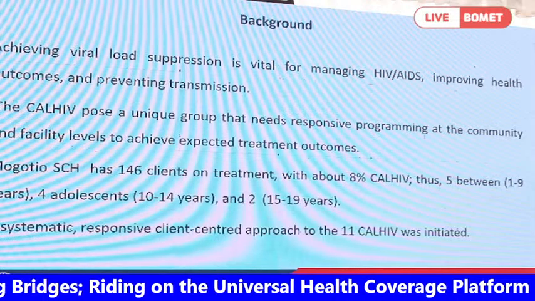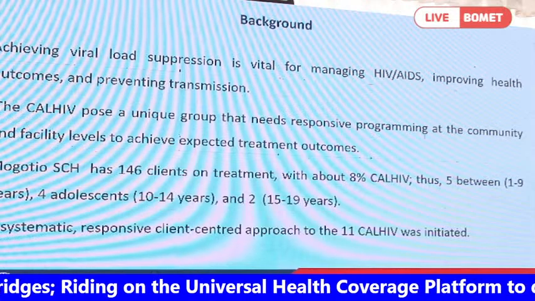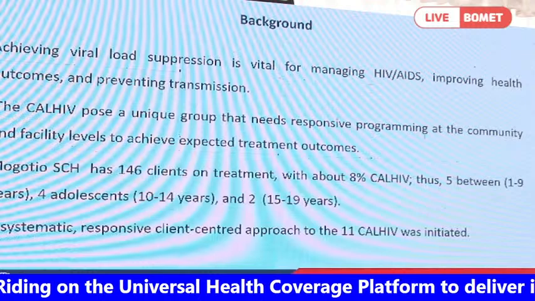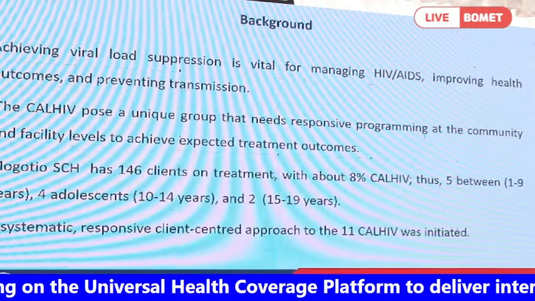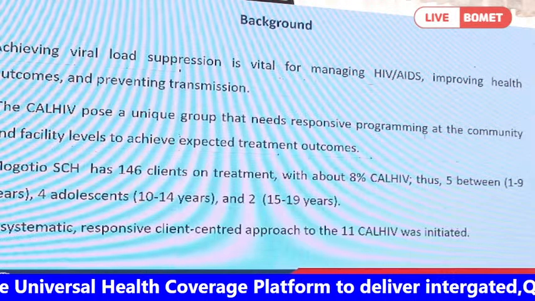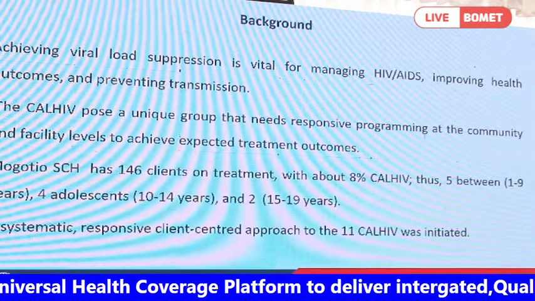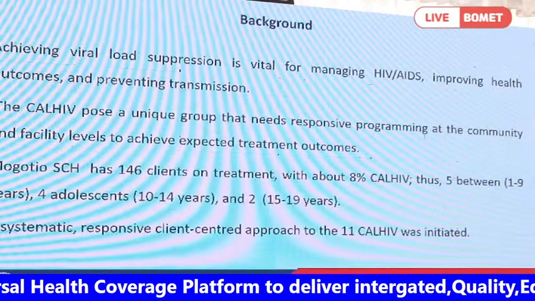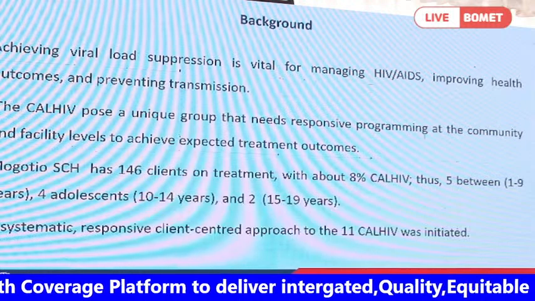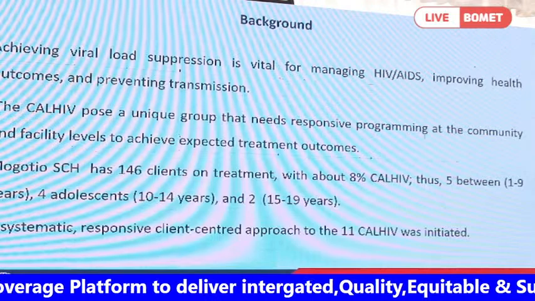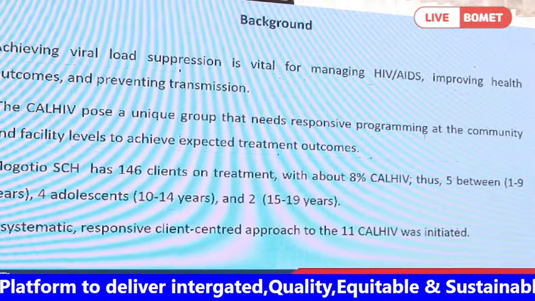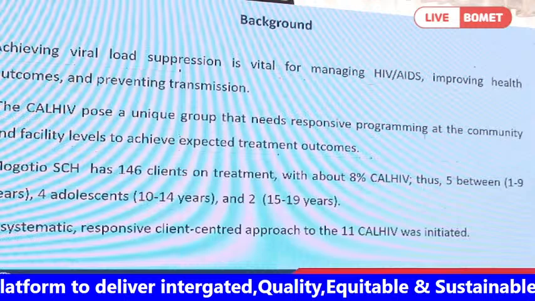Achieving viral load suppression amongst the Kale HIV is vital for managing HIV to improve health outcomes and also in prevention of the transmission of HIV. Kale HIV pose a unique group that needs a responsive program in the community and at facility level to achieve the expected treatment outcomes. In Mogotio Sub-County, we have a TX score of 146 as at March 2024, where we had 11 Kale HIV. Among the Kale HIV, we had 6 AYP and 5 pediatrics.